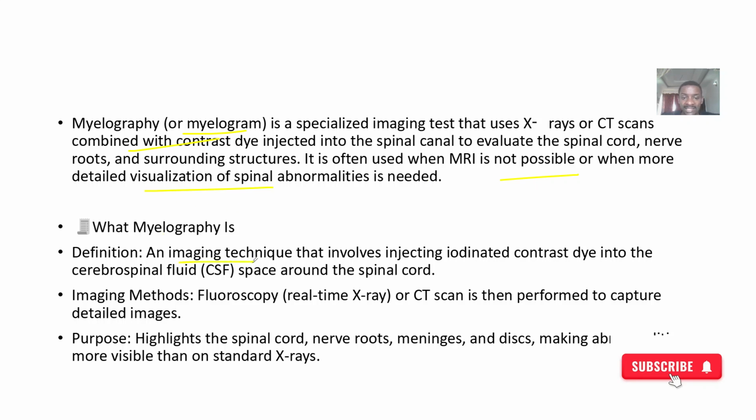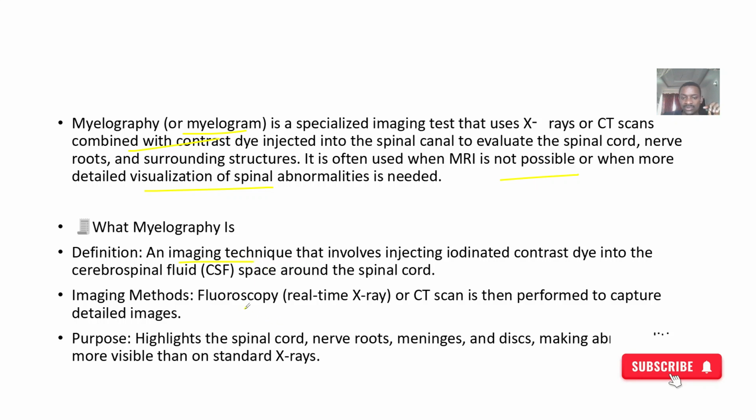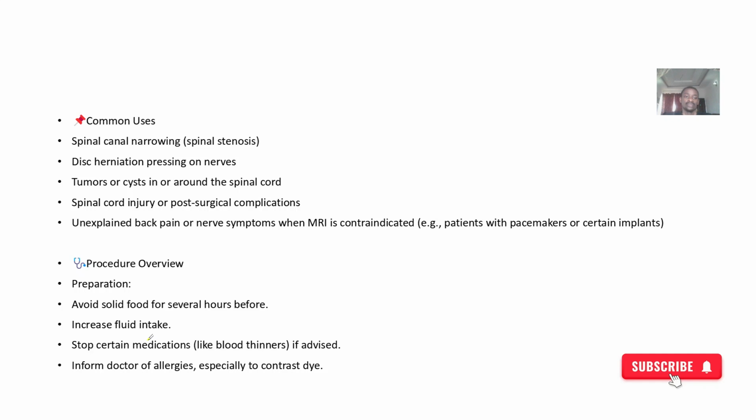So myelography is an imaging technique that involves injecting some dye into the cerebrospinal fluid around the spinal cord. So you now do fluoroscopy, that's real-time X-rays, or CT scans, to highlight the spinal cord, the nerve roots, the meninges, the disc, and it will make the abnormality much more visible on imaging. All right. So common uses include assessing spinal canal narrowing, disc herniation that is pressing on nerves, tumors or cysts, spinal cord injuries, and unexplained back pains.